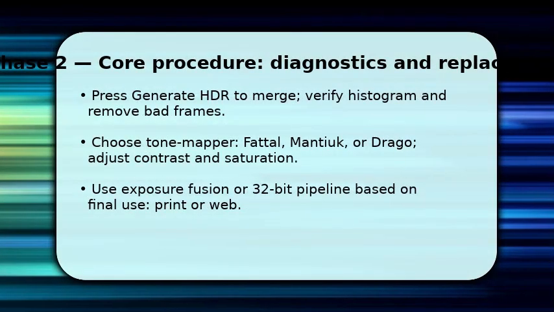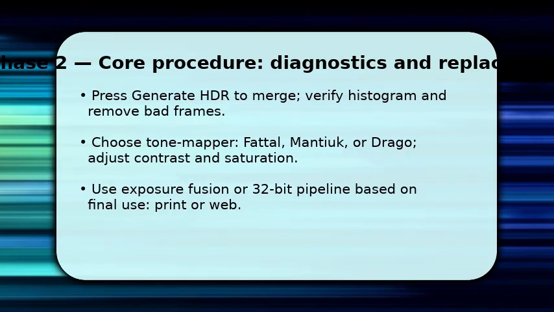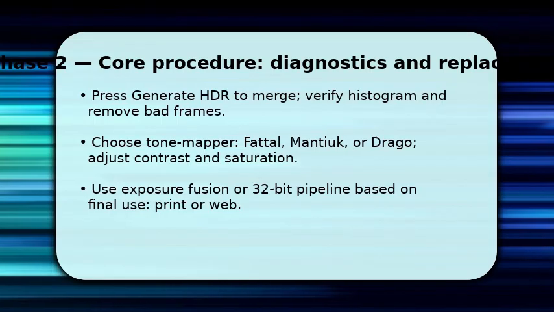With the HDR merged, press Generate HDR and inspect the combined histogram to catch clipped highlights or shadows. Remove any bad frames first. Next, pick a tone mapping operator: Fattal for detail, Mantiuk for painterly contrast, Drago for natural look, and tweak contrast, saturation, and local strength to shape mood.